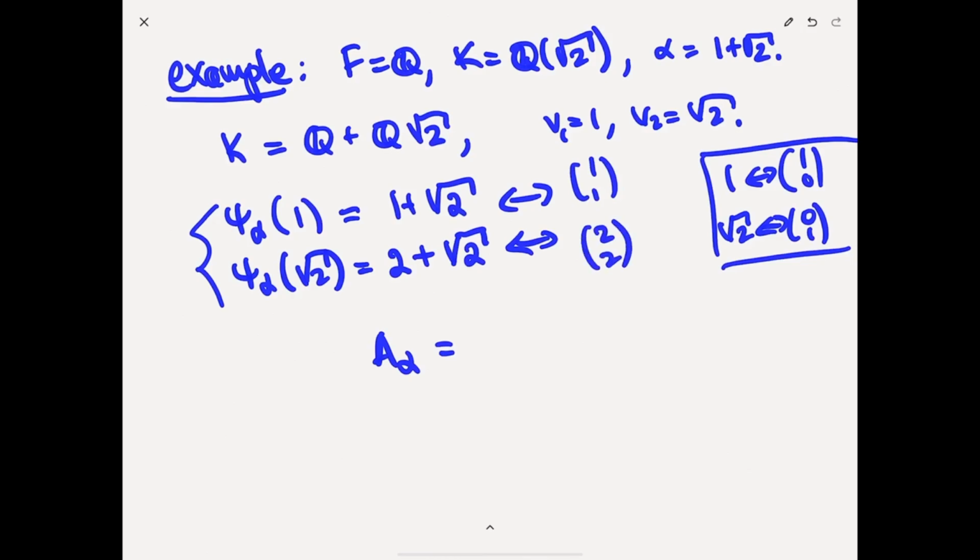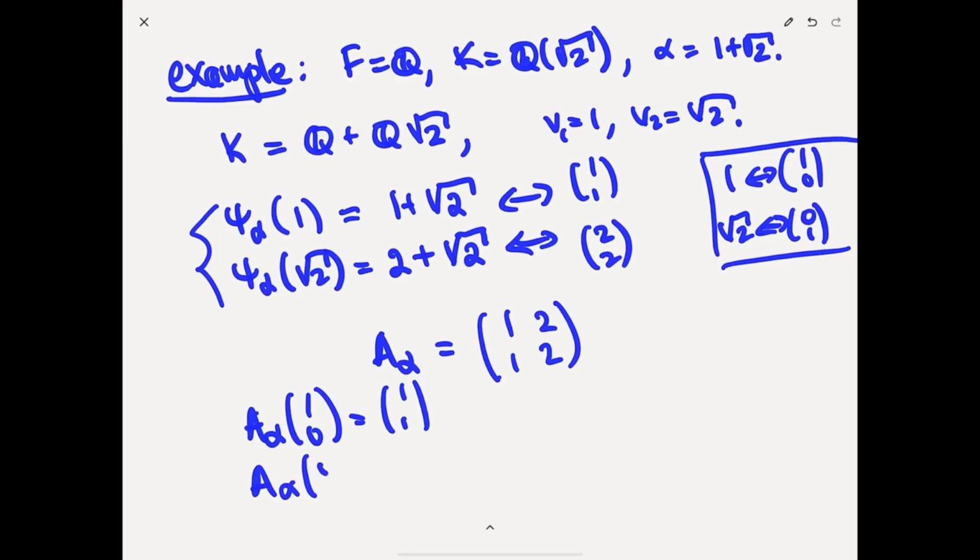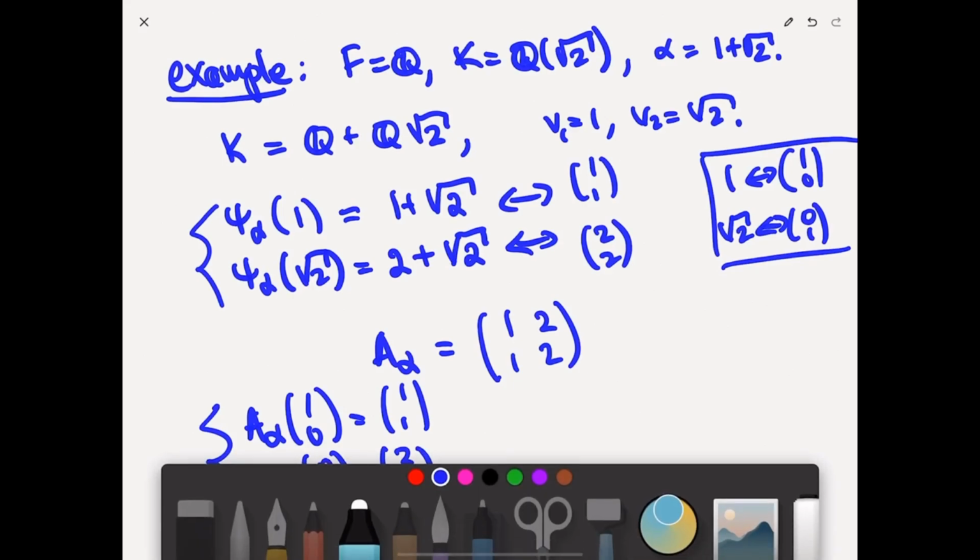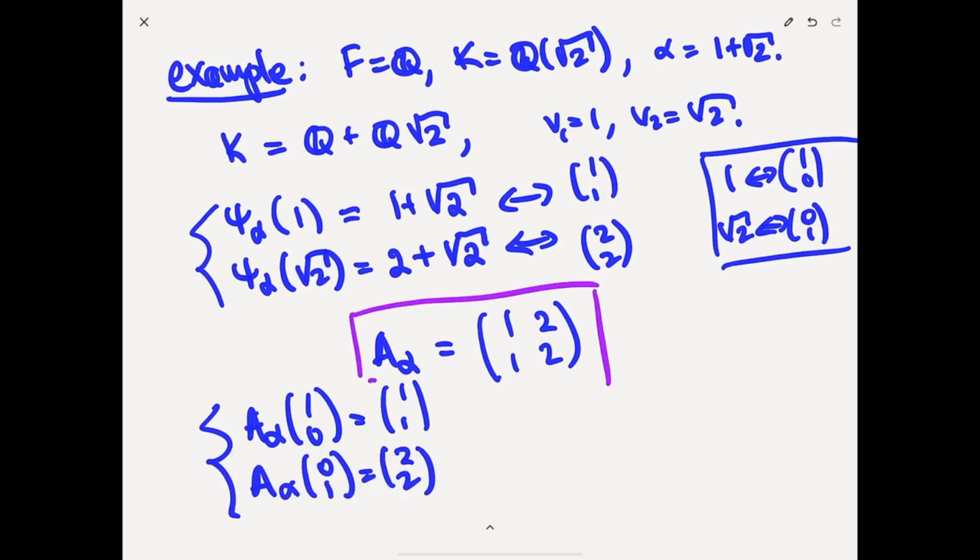So 1 plus the square root of 2 corresponds to (1, 1), and 2 plus the square root of 2 corresponds to (2, 1). What this is saying is that the vector 1 goes to (1, 1), and the square root of 2 goes to (2, 1). So this is the matrix. Note that A alpha of (1, 0) is (1, 1), and A alpha of (0, 1) goes to (2, 1). So this is the matrix corresponding to this particular element.